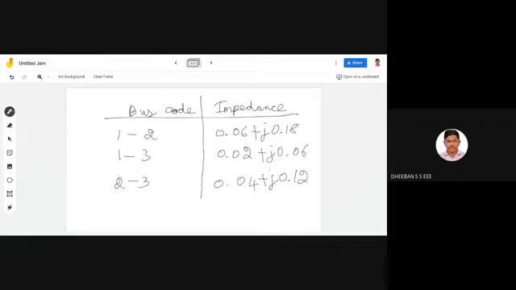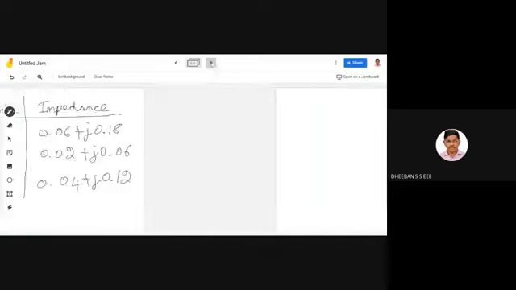In the previous problem they gave you the admittance matrix directly. As per the algorithm, it is first necessary to find whether the given data is admittance or impedance. Based upon that we will move into the problem. So what are these bus codes? The bus code is nothing but a connection between one and two.